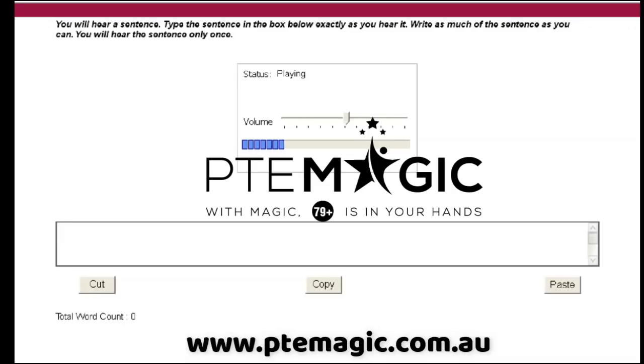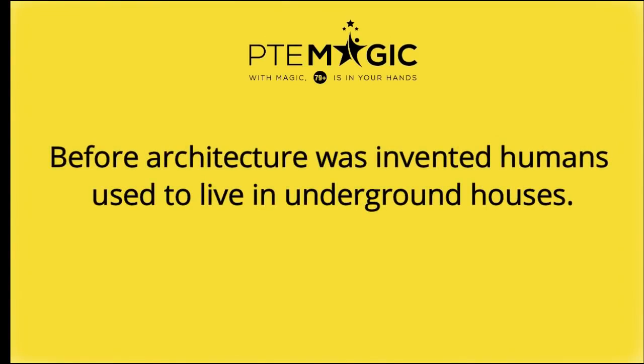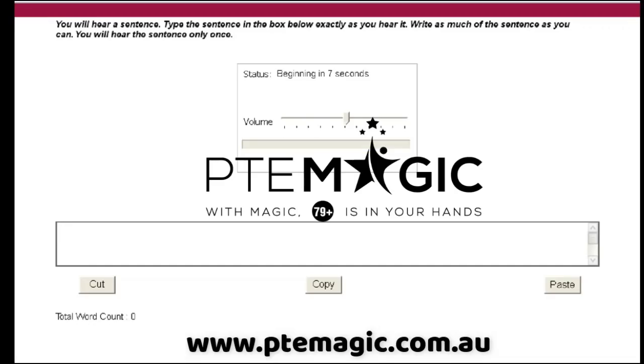Before architecture was invented, humans used to live in underground houses.